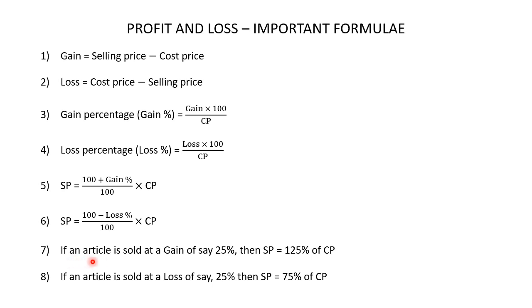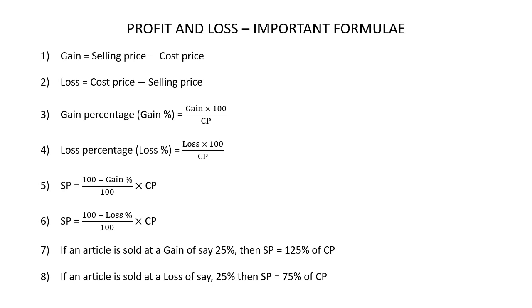If an article is sold at a gain of say 25%, then selling price is equal to 125% of cost price. Since there's a gain of 25%, it will be 125%. So selling price is equal to 125% of cost price. Now this you can find out using this formula also. Here substitute gain percent as 25. So 100 plus 25 is 125. 125 divided by 100 means 125%. 125% of cost price. So selling price is 125% of cost price.